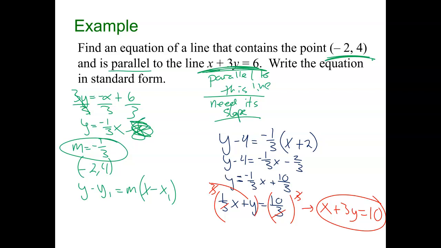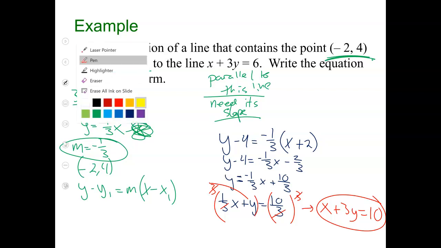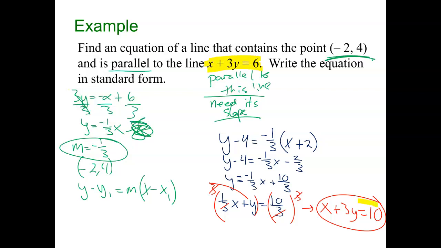Something interesting about parallel lines in standard form. Let me see if you can find it. Oops, meant to use my highlighter. There it is. Here, and here. What do you notice about parallel lines in standard form? They're going to have different c values, and your coefficients are going to be the same. A and B will be the same.